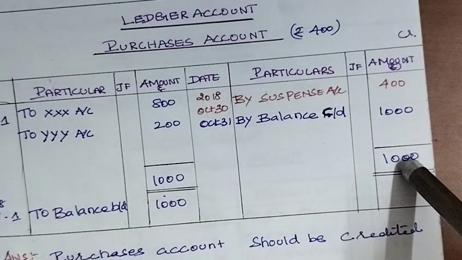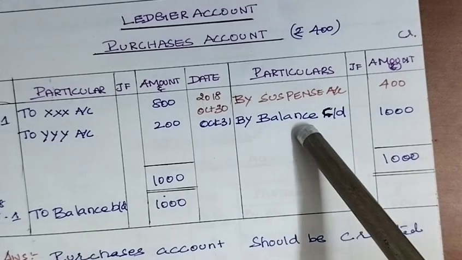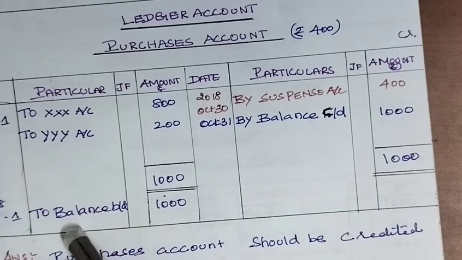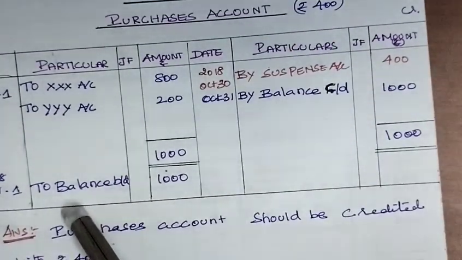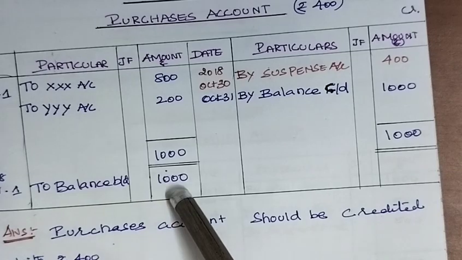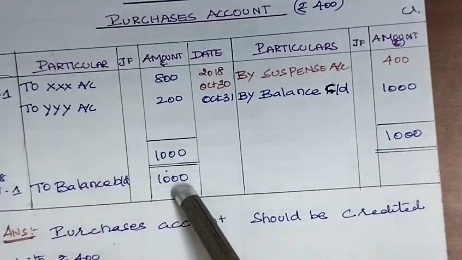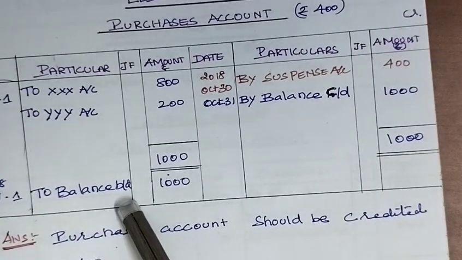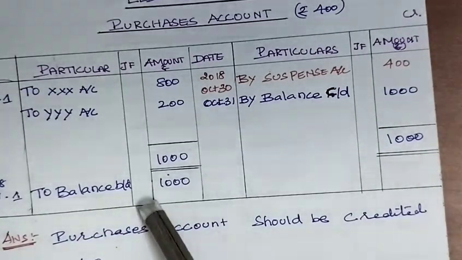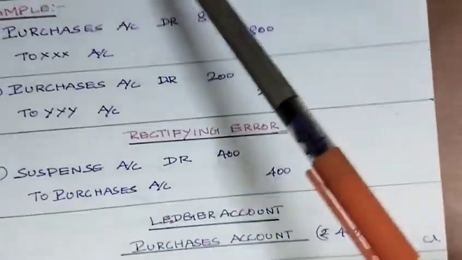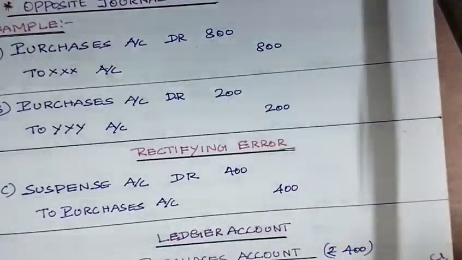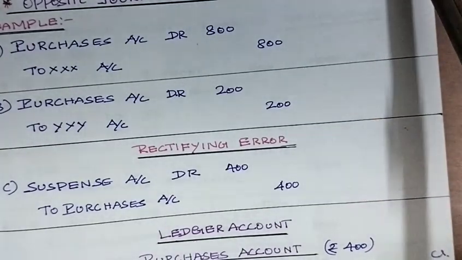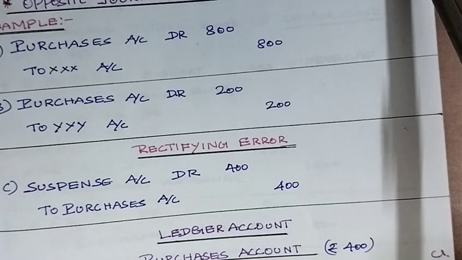Then we find the closing balance of the purchases account. By balance carried down 1000 rupees. We brought it down to the opposite side. That is to balance brought down 1000 rupees. This is the opening balance of the purchases account. Where does the purchases account show? Purchases account appears on the debit side. Listen here. What is the error here? Purchases books over cost by 400 rupees, 400 rupees increased. How do you balance it? You follow the opposite journal entry to rectify the error.